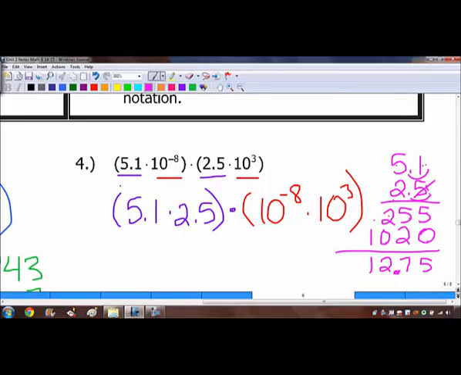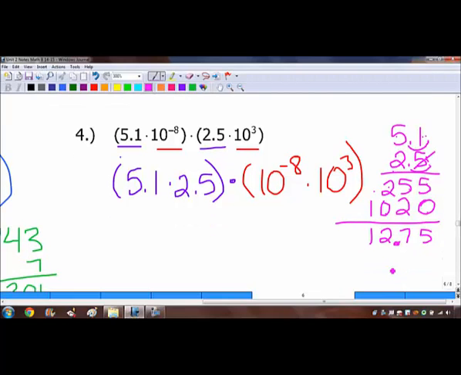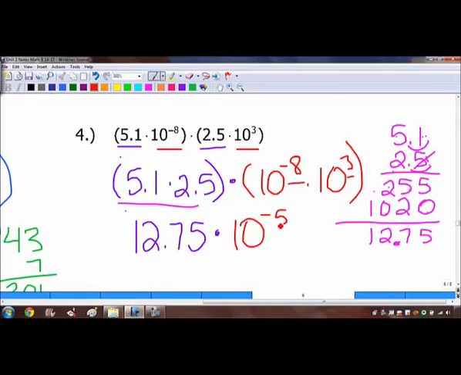Now, it should make sense to you that that's where it goes, because I'm multiplying about 5 by 2.5. So my answer has to be around 12 or 13. It can't be 127.5. It can't be 1,275. 12.75 is the answer that makes sense, right? So right here, I get 12.75 from multiplying these guys together, times, when I multiply, I have to add my exponents, so this becomes 10 to the negative 5th power, okay?